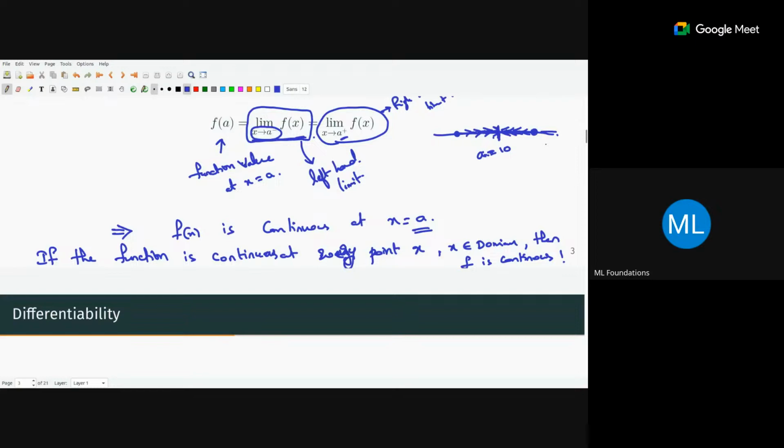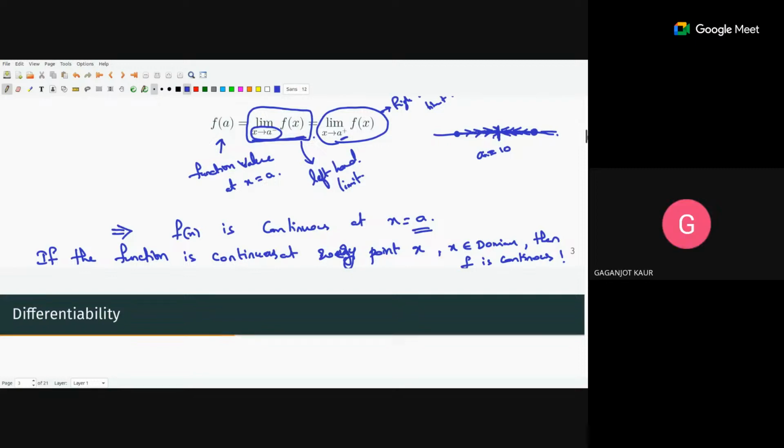Okay, so this is how we can conclude whether any function is continuous or not. So how do I say it is not continuous? We can check and conclude whether it is continuous. But when will the function be not continuous?